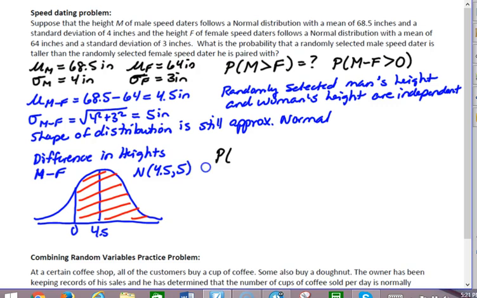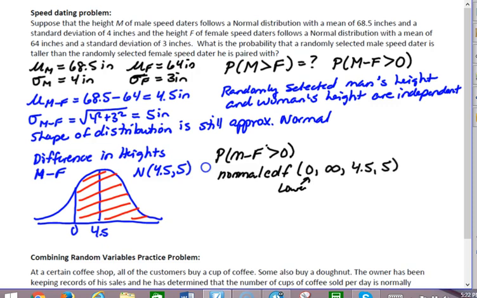So the probability that m minus f is greater than 0, I'm going to use normal CDF, and I've got my lower is 0, my upper is infinity, mean 4.5, standard deviation 5. So I'm going to label these lower. Don't just label it L, because somebody might not know what you mean by L. You can use the symbols for mean and standard deviation, mu and sigma, because those are standard symbols in statistics. This turns out to be a fairly high probability, which would make sense. Fairly high probability that for a randomly selected man and woman, the man's taller than the woman.